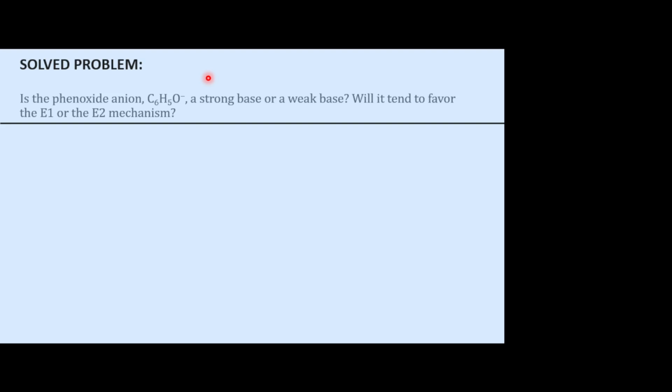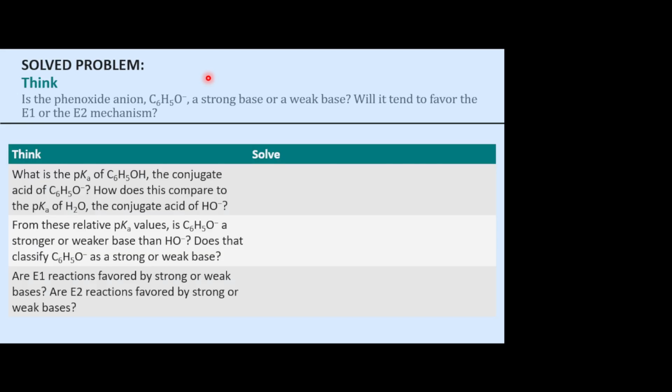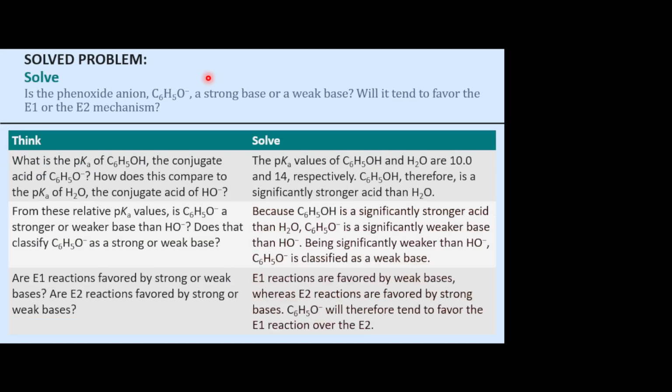Everybody have their answer in their head? Fantastic. Okay. So the pKa values of this are 10 versus 14. So it's a significantly stronger acid than H2O. This would mean that the phenoxide is actually a weaker base than the OH minus, right? And so being significantly weaker than OH minus, it would be classified as a weak base.